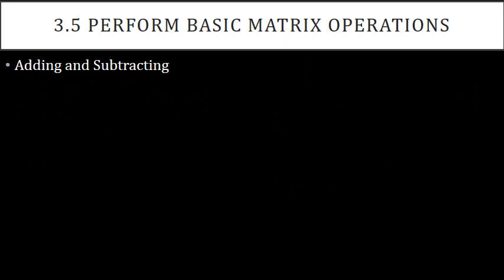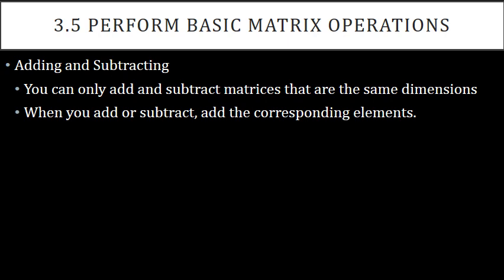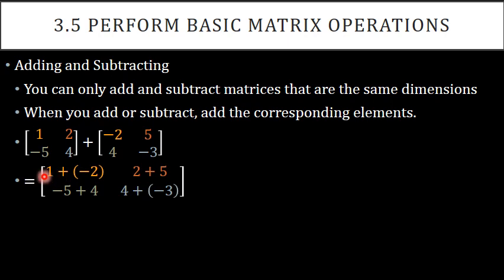Adding and subtracting matrices. To add and subtract matrices, they need to be the same dimensions. And when you add and subtract, you need to add the corresponding elements. So it's like the top left with the top left. So here's an example. We're going to take the top left and add it to the top left. 1 plus -2, right there, top left. Top right with the top right, 2 plus 5. Bottom left with the bottom left, -5 plus 4. And the bottom right with the bottom right, 4 plus -3. And then we can simplify. 1 plus the -2 is -1. 2 plus 5, 7. -5 plus 4 is -1. 4 plus -3 is 1.